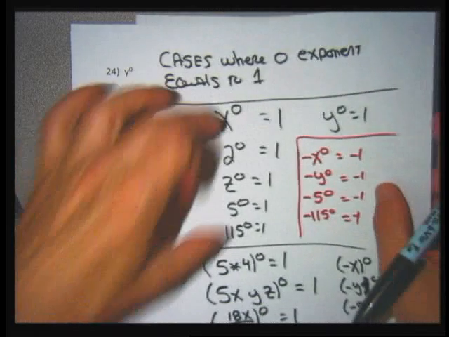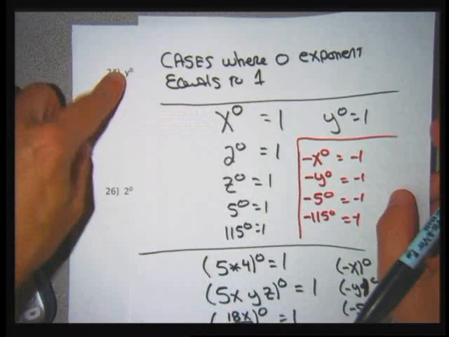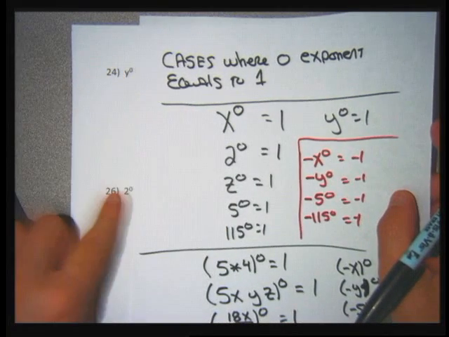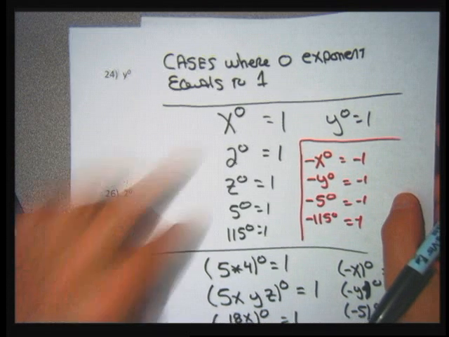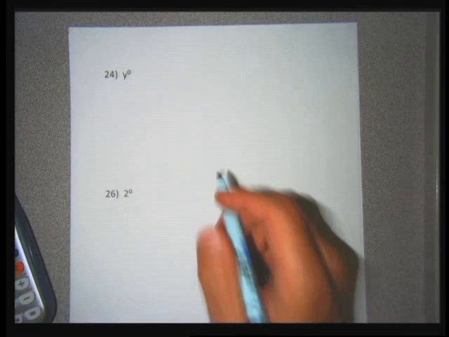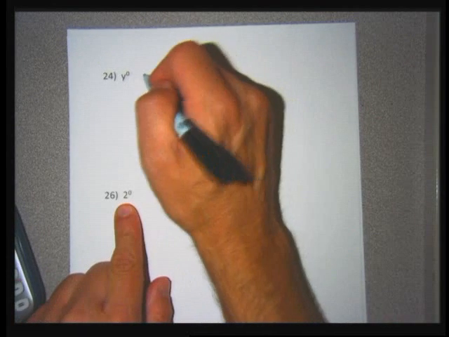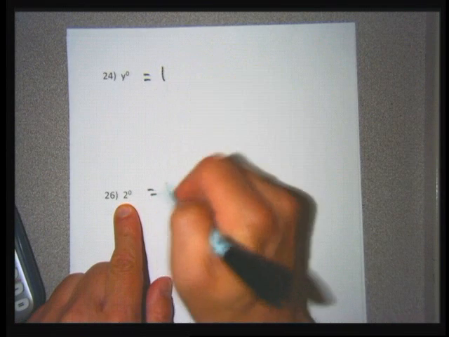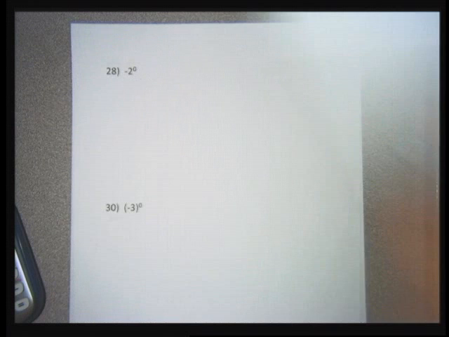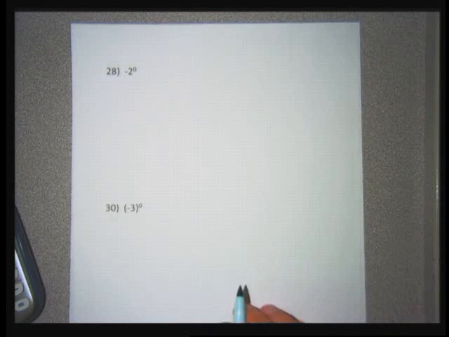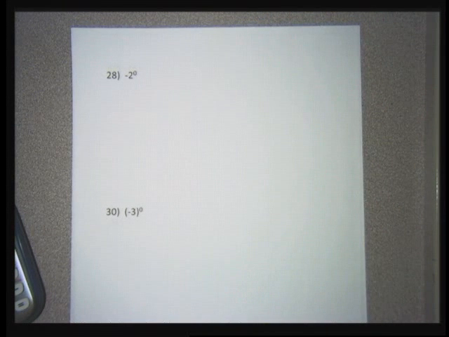24 and 26 are beautiful. They're just a single letter, positive, no negative signs, single number, positive, no negative signs, no parentheses. Those are classic examples of ones. 26 I could have done on my calculator. 24 I couldn't have done on my calculator, but that's the kind of problem where I'm going to immediately toss down a 1. But between 28 and 30, I have to be careful.